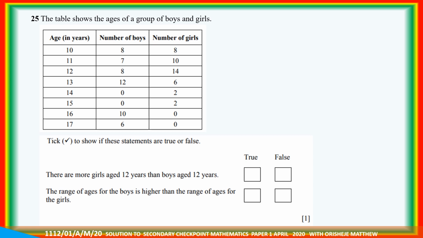What is the statement? First statement: there are more girls aged 12 than boys aged 12. So first of all, we look at age 12. We have this age 12 here. If you look at the number of boys, there are 8. We have 8 boys.